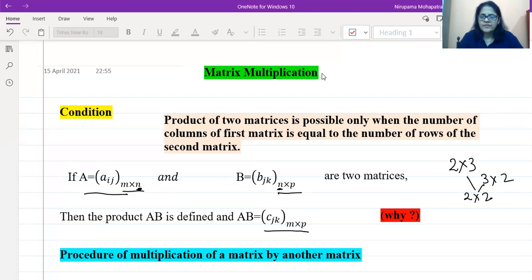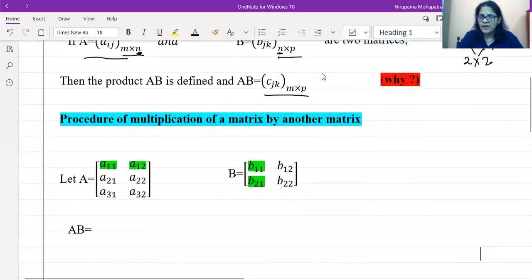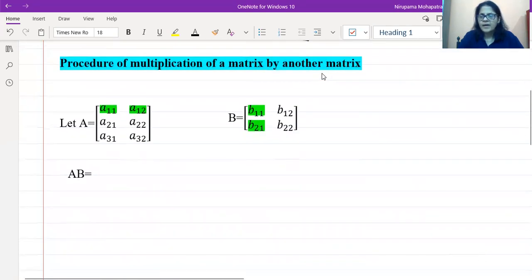Right? Now, here the question is, why is this the criterion? Is it something to do with the procedure of the multiplication? So let me tell you the process of multiplication of two matrices, and why the number of columns of the first matrix should be equal to the number of rows of the second matrix. Why is this condition given to us?